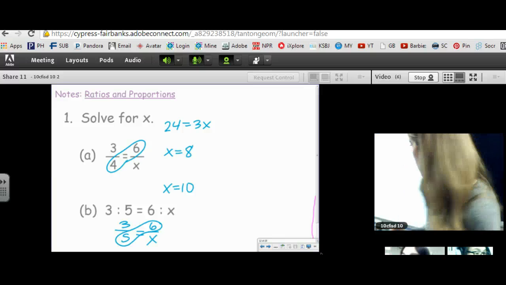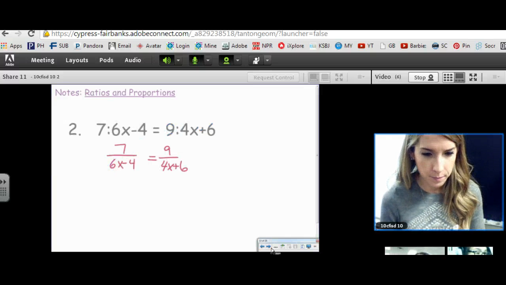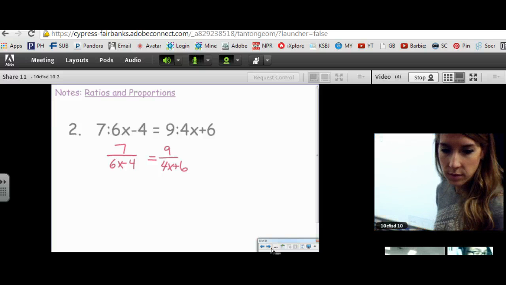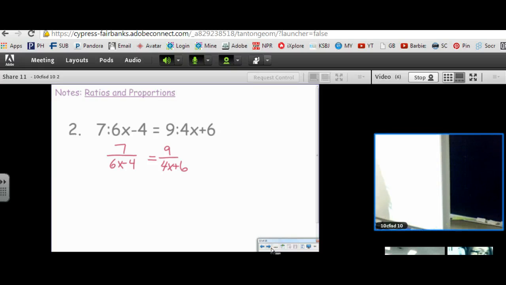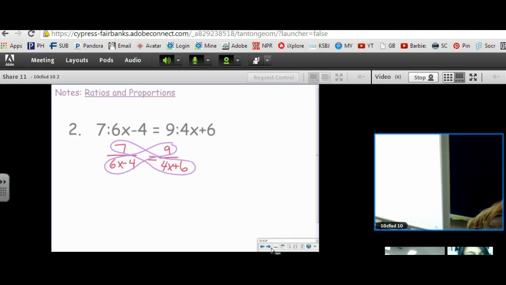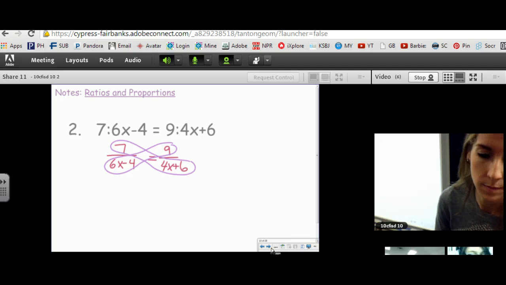Okay. Then you can cross multiply. You can look on the calendar. It's not for a while. Lars, do you have an answer? Make sure when you're cross multiplying that you distribute.